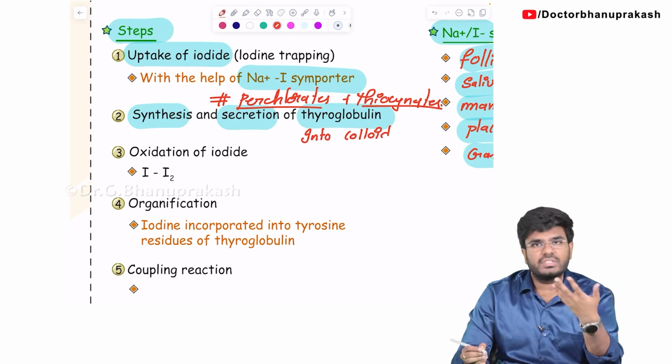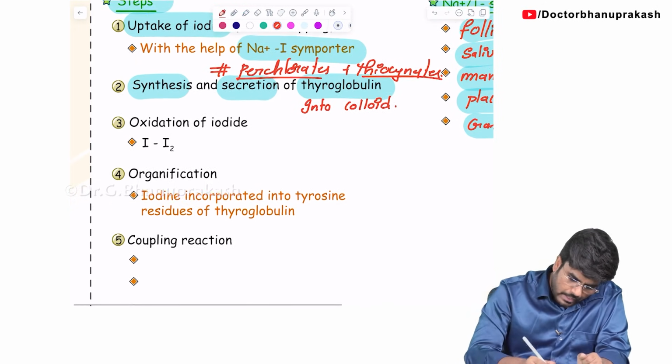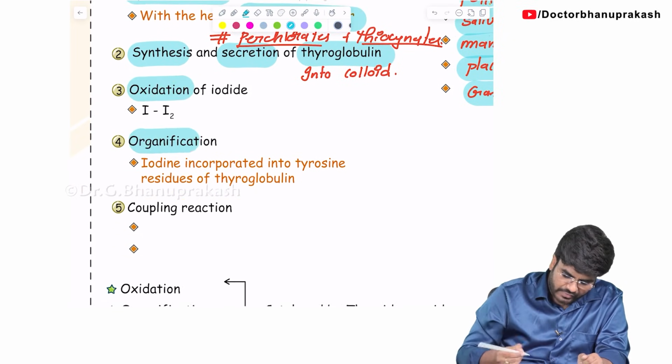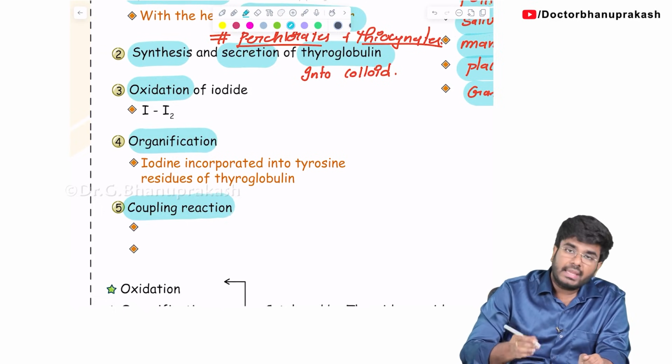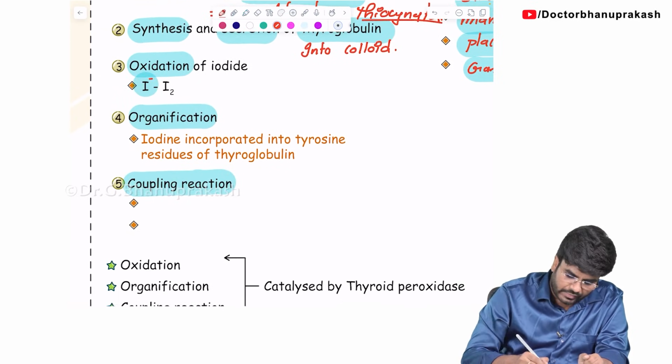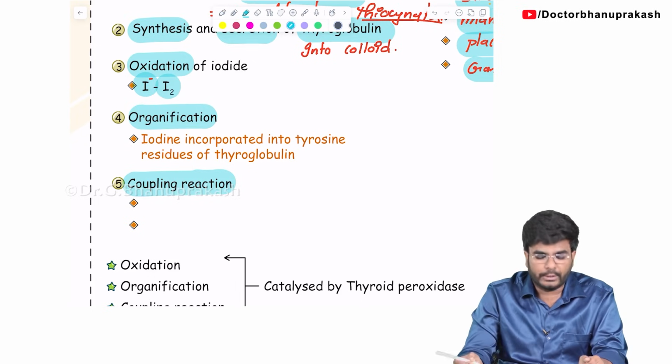Okay, into the colloid. Our heroine is waiting in the colloid. Next, what are the three important steps, guys? First one is the oxidation. Next one is organification, and last reaction is coupling reaction. In oxidation, the iodide, I minus, is converted into iodine, I2.